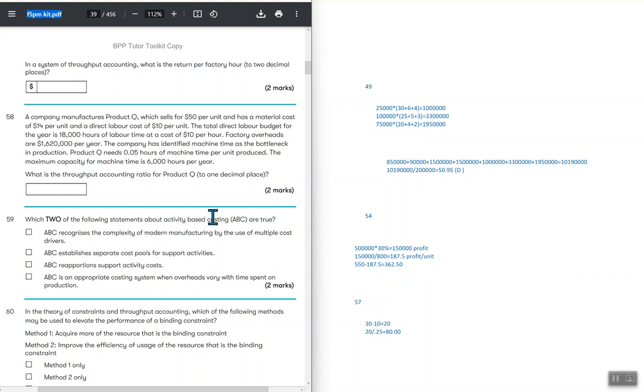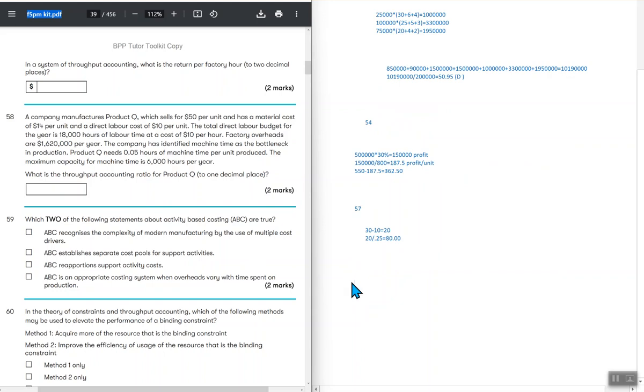Okay, we have throughput, which is sales price minus only the material cost, and then dividing it by the limiting factor. The limiting factor is machine time, and the machine time taken per unit is 0.05. So 36 divided by 0.05 becomes 720.